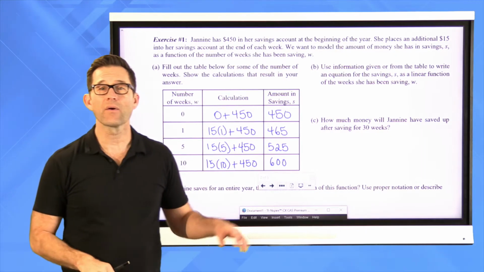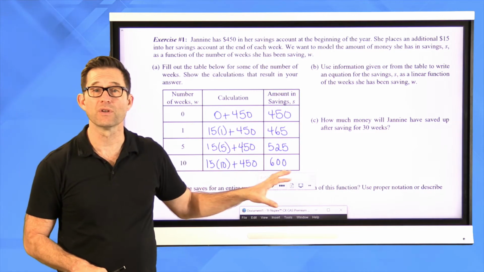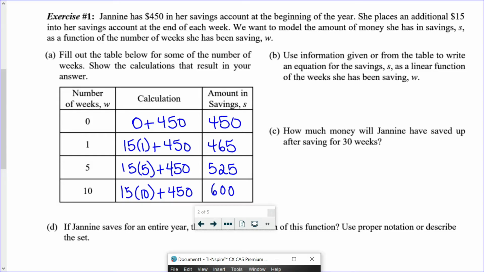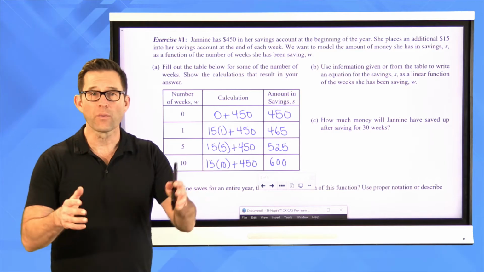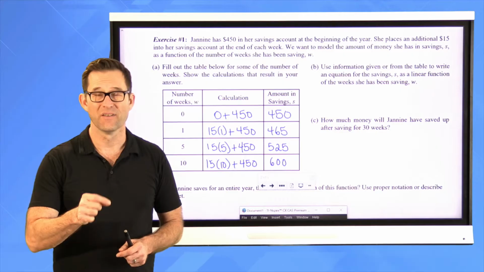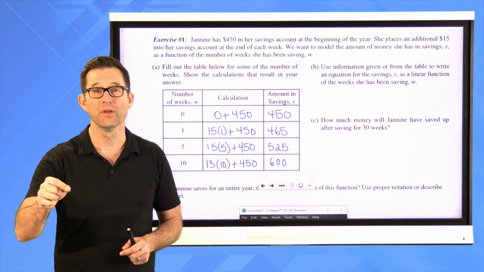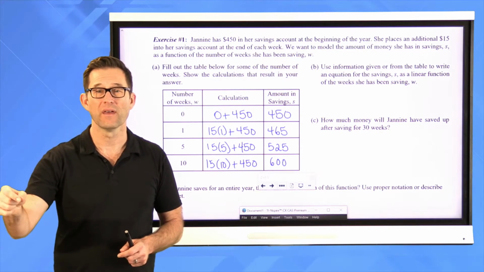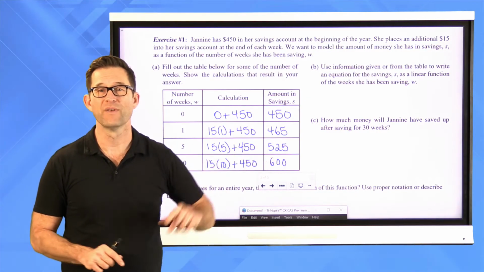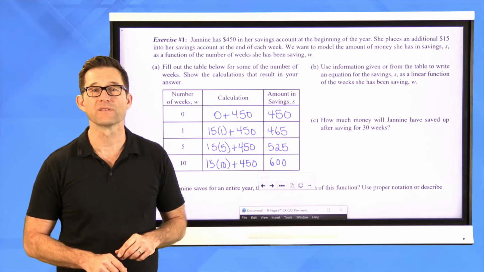So we've got now a very incomplete function shown in this table. Let's take a look at letter B. Use information given or from the table to write an equation for the savings S as a linear function of the weeks she has been saving W. All right, so now I want y equals mx plus b. But instead of y equals mx plus b, I want S, the amount of savings, equals m times W, the number of weeks, plus b. I think you have enough information to figure everything out there. Why don't you pause the video now and see if you can write down the equation for this linear function.